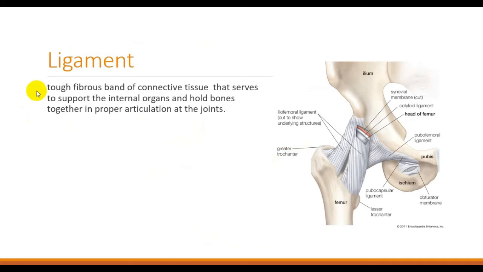Next structure, ligaments. Ligaments are fibrous structures, and they are also a kind of connective tissue which supports our body. They serve to support the internal organs and hold bones together. So two bones are connected with each other by ligaments. They are fibrous bands which connect two bones, and can support internal organs as well.